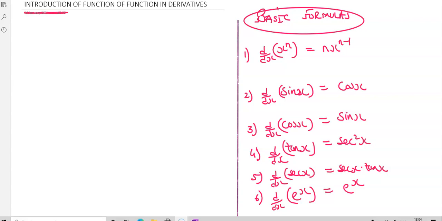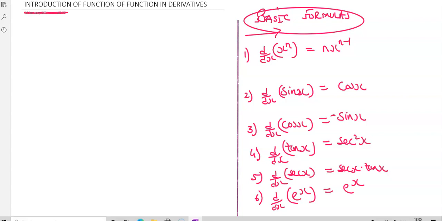But basically moving on to the basic formulas which you have learned previously, that is derivative of x to the power n is equal to n into x to the power n minus 1. Derivative of sin x is cos x, derivative of cos x is minus sin x, derivative of tan x is sec square x, derivative of sec x is sec x tan x, derivative of e to the power x is e to the power x. You know these things very well, but what happened?